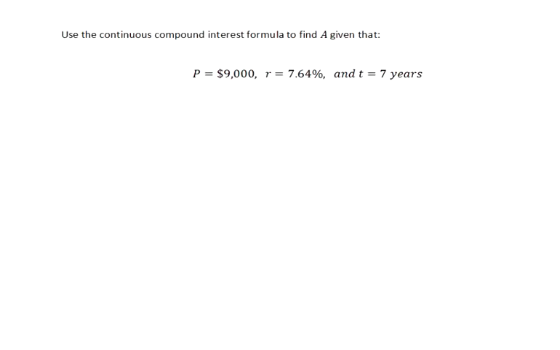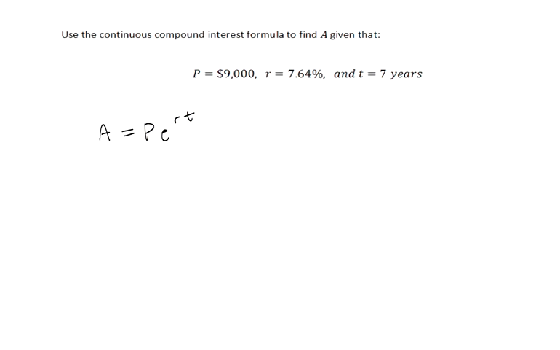In our first example, we're asked to use the continuous compound interest formula to find the amount A, given that P is $9,000, R is 7.64%, and T is 7 years. So we are told to use the continuous compound interest formula, so we can go ahead and write that down on our paper, A equals P E to the RT.